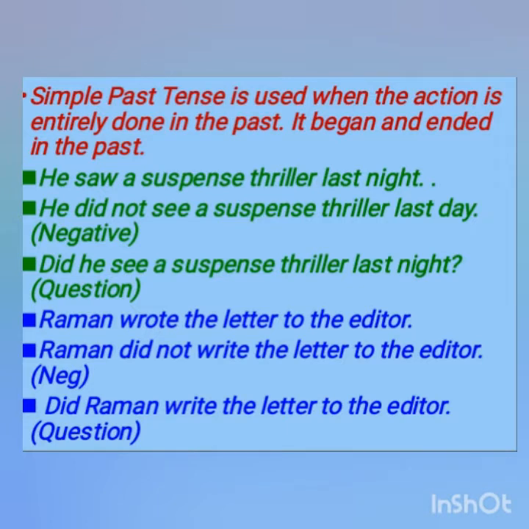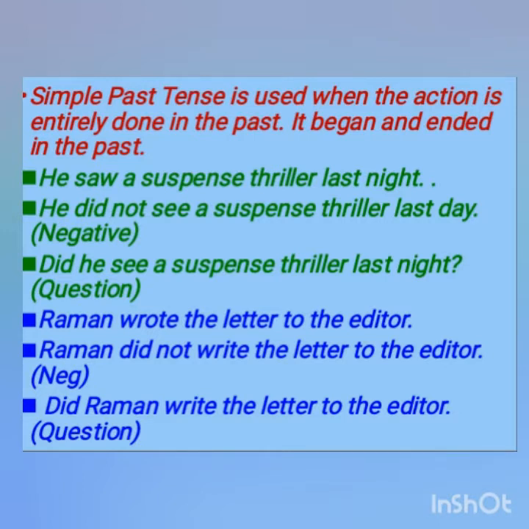So, simple past tense is used when the action is entirely done in the past, it began and ended in the past. In other words, we can say it is used to indicate a finished or completed action or task that occurred at a specific point in time in the past. For example, he saw a suspense thriller last night. So children, here we have taken the second form of verb and the specific point of time is last night.